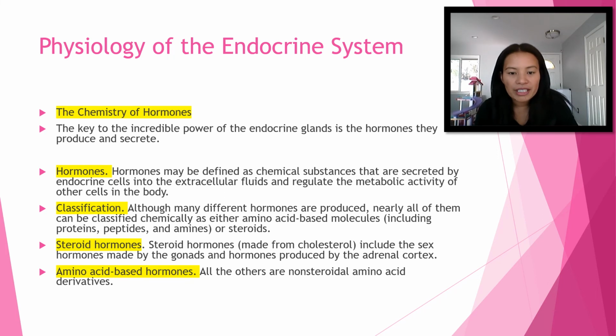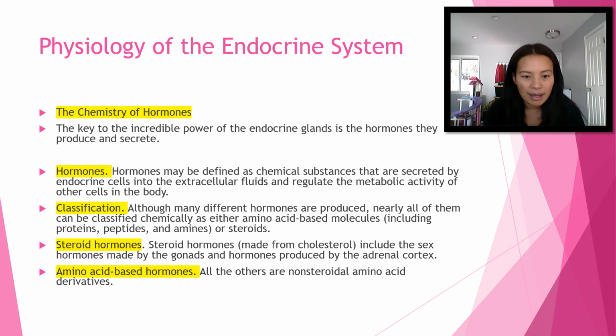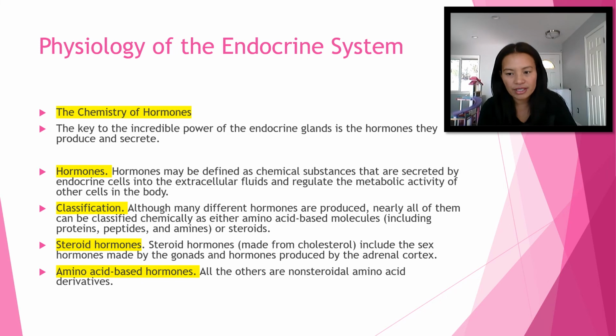Classification. Although many different hormones are produced, nearly all of them can be classified chemically as either amino acid-based molecules, including proteins, peptides, and amines, or steroids. Steroid hormones are made from cholesterol and include the sex hormones made by the gonads and hormones produced by the adrenal cortex. Then we also have amino acid-based hormones. All the others are non-steroidal amino acid derivatives.